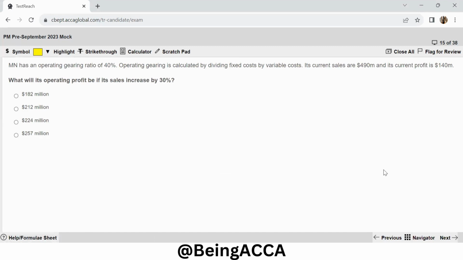This is the last question for section A. MN has an operating gearing ratio of 40%. Operating gearing is calculated by dividing the fixed cost by your variable cost. The current sales are 490 million and the current profit is 140 million. So we have to find out the operating profit if the sales increase by 30%. So let's first find out how much our total costs are at the moment. My total costs are nothing but my revenue, which is 490, subtracted with the profit, which is 140. That means my costs are $350 million.